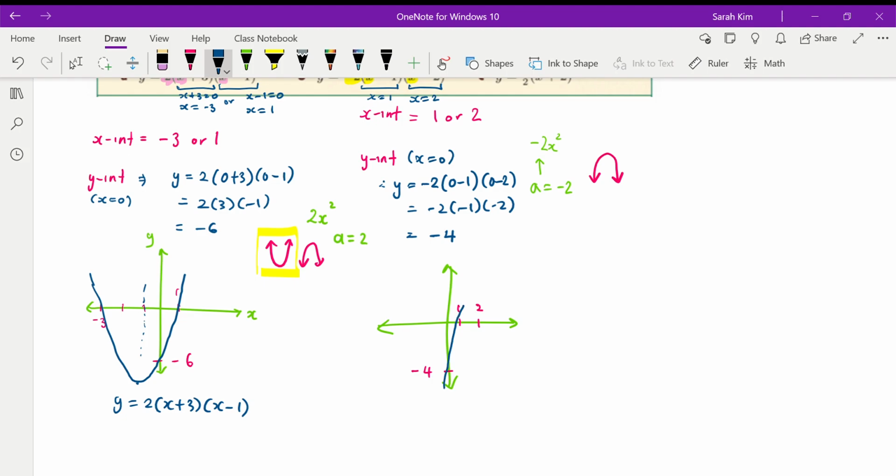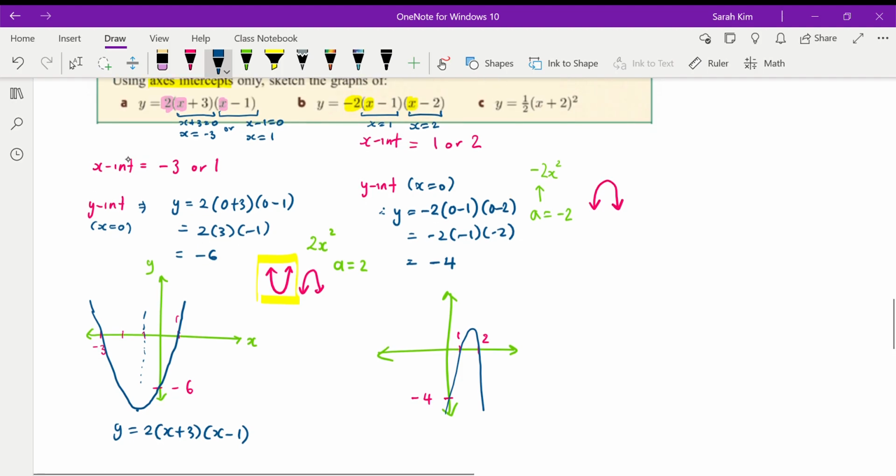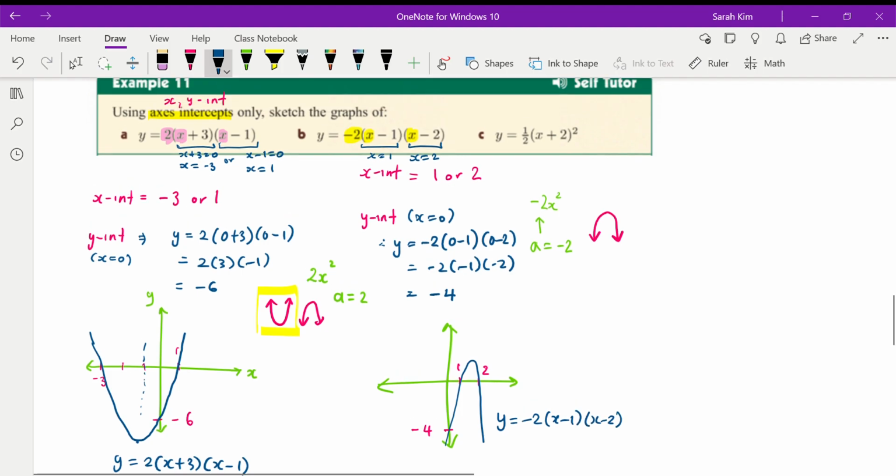If I can get it to connect, I should really try to. There we go, that's good enough. I'll add that in because I accidentally erased it. And then write my function, y equals minus 2, bracket x take 1, x take 2. Brilliant. Alright, we've got one more to go.